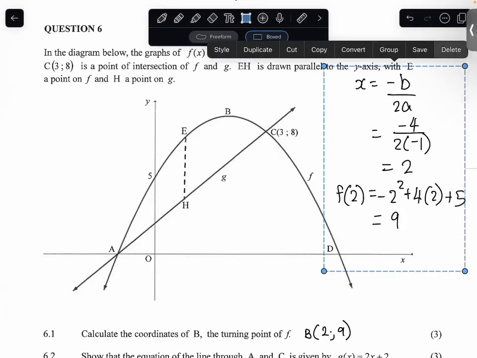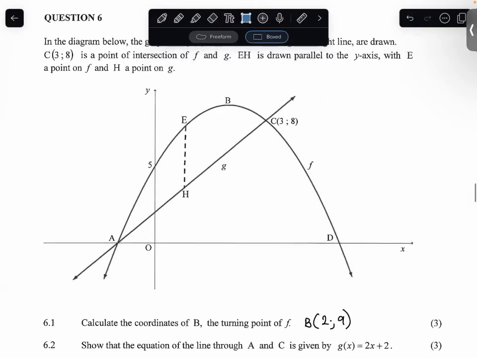Right. Next question. It says, show that the equation of the line through A and C is given by g of x is equal to 2x plus 2. So they're basically asking us to find the equation of the straight line, g. I need 2 sets of coordinates on that graph to find the gradient. I'm going to find this set of coordinates first, A.